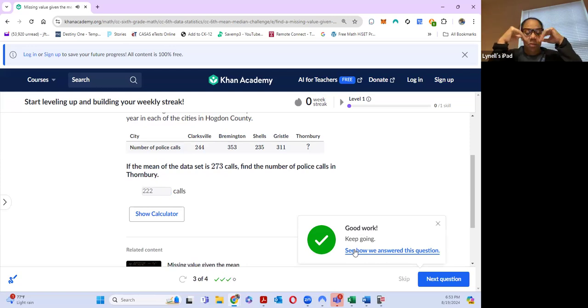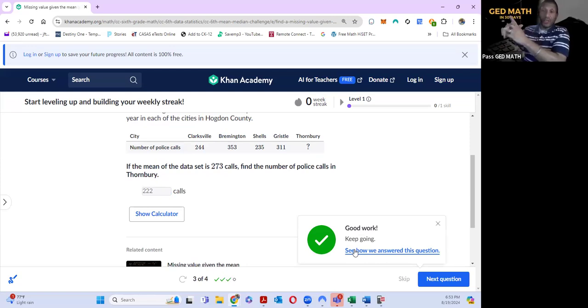So again, if you go under mean, median, mode, and range, you'll see under Khan Academy practice this link. Or you can just Google it: Khan Academy, find missing value given mean.